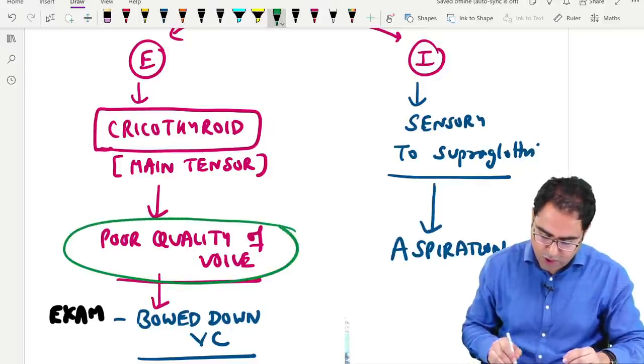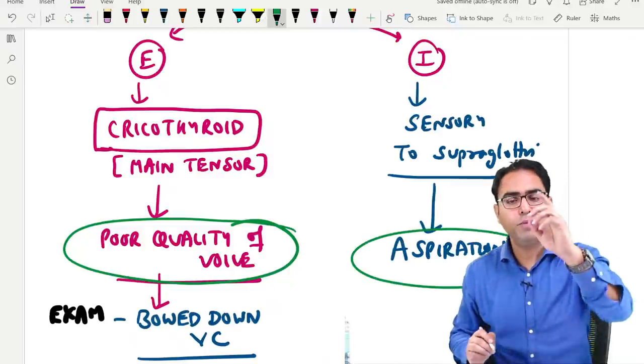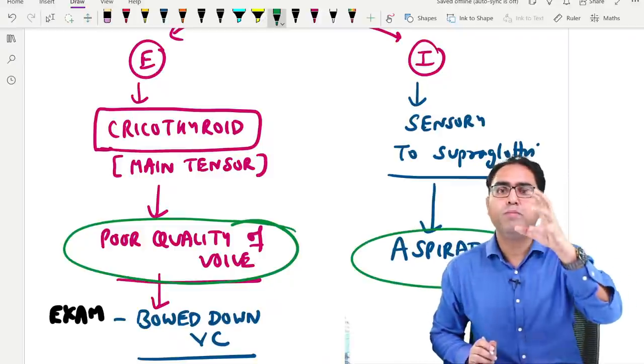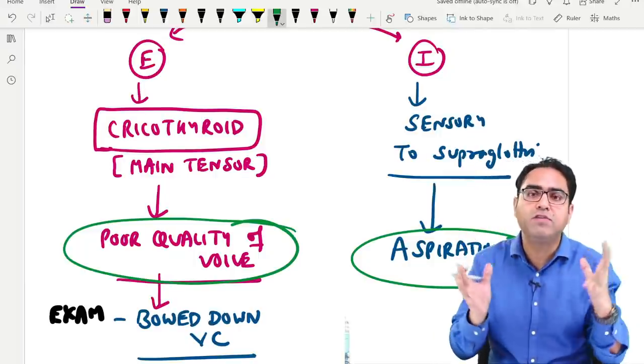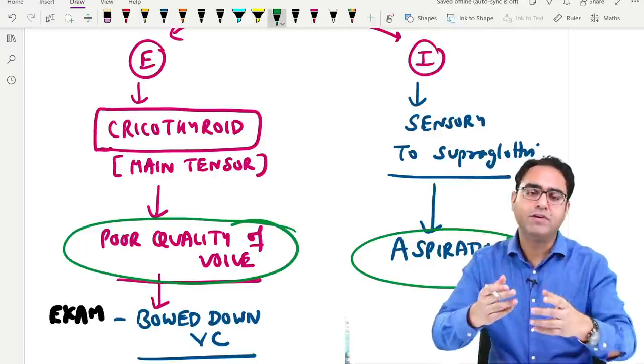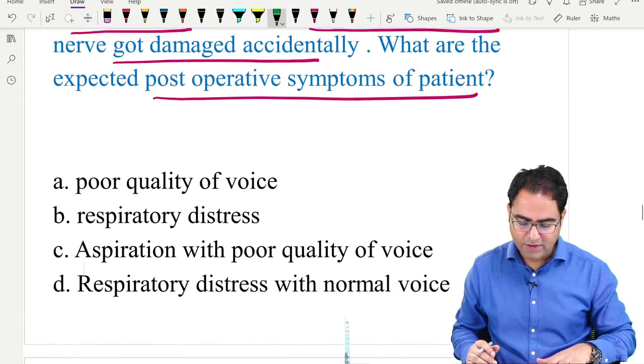Symptoms are poor quality of voice and aspiration. But why aspiration? Due to loss of the sensory input to the supraglottis. Why poor quality of voice? Because of loss of the tensor property of cricothyroid, and tensor gives us quality of voice, beta. Now look at the answer, beta.